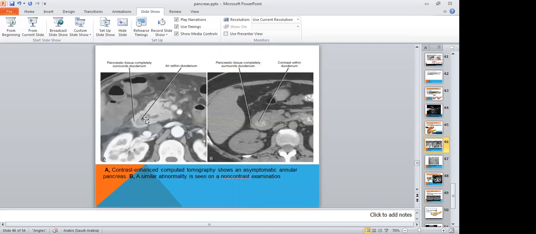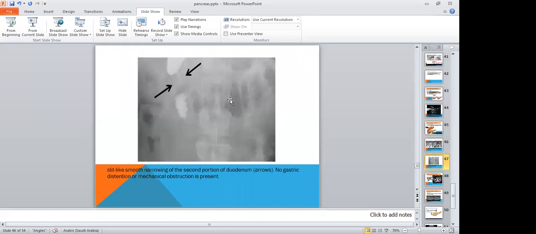This is a contrast-enhanced CT, showing this is the duodenum, air within the duodenum, and this is the pancreas, annular pancreas surrounding the duodenum. While another CT cross-section without contrast, also this is the duodenum, and this is the pancreas. This is the barium meal, showing slit-like smooth narrowing of the second portion of the duodenum. No gastric distension or mechanical obstruction is present.